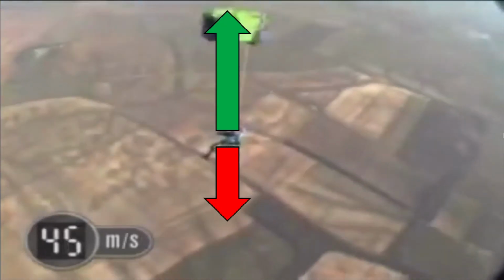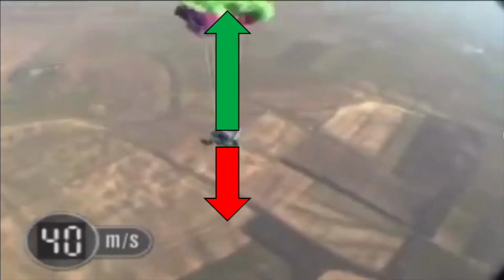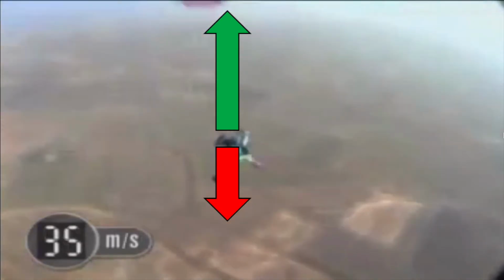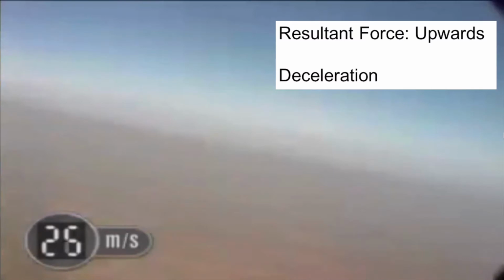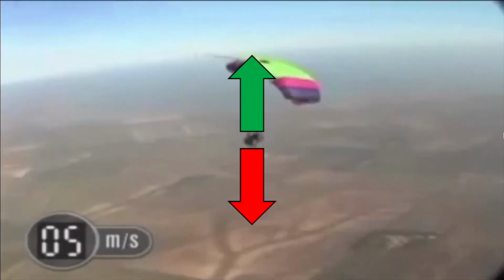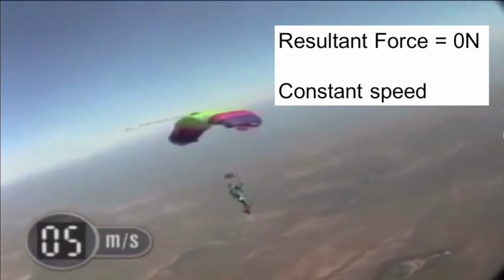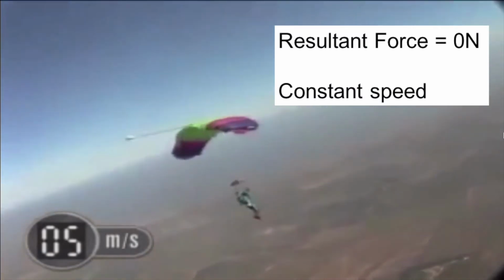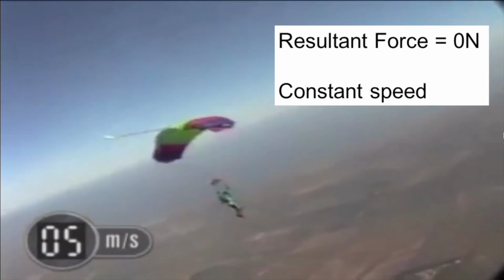And when they pull their parachute open, they're going to increase the air resistance. Their weight stays the same, but they're going to increase their air resistance in the opposite direction. So there is a resultant force acting upwards. This means that they're going to decelerate until they reach their new terminal velocity. So when they reach their new terminal velocity, after they've decelerated, they're going to be traveling at a new constant speed of 5 meters per second. This is their new terminal velocity.